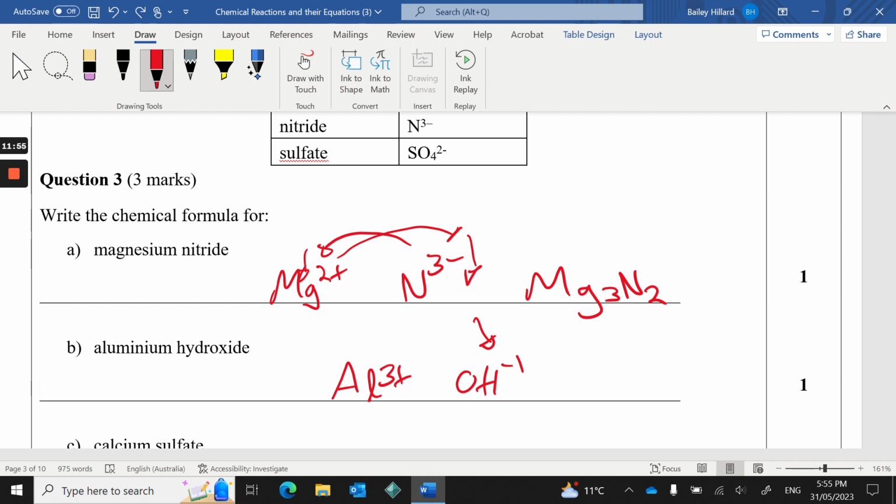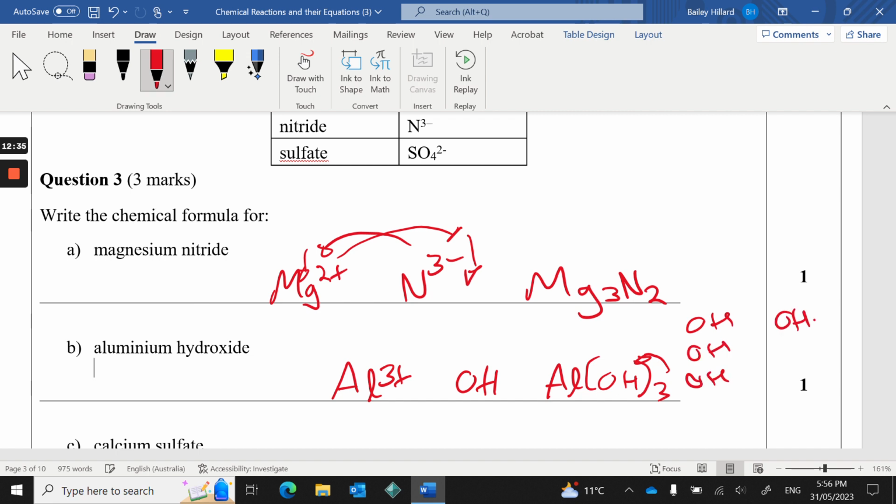So aluminium is 3+. If we do a swap and drop, we'll see that the 1 will go over here and drop down. Now we don't write the 1, and the 3 will go over here and drop down as well. And so when we do that, we see that we need 1 aluminium and we would need 3 hydroxides. So we need 3 hydroxides, but a hydroxide is made up of 2 or more atoms. So what that means is we have to say bracket OH, bracket 3. And now what I'm saying is this 3 multiplies everything in this bracket by 3. So we have 3 OHs like so.